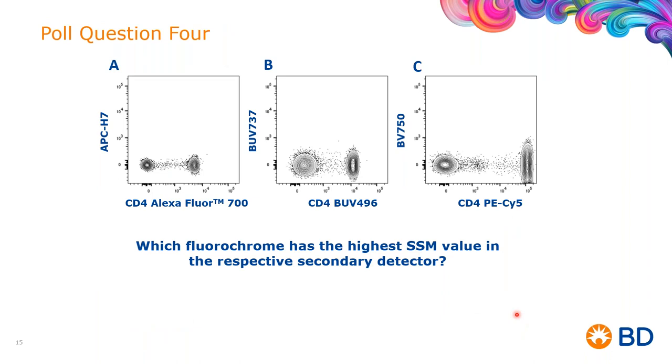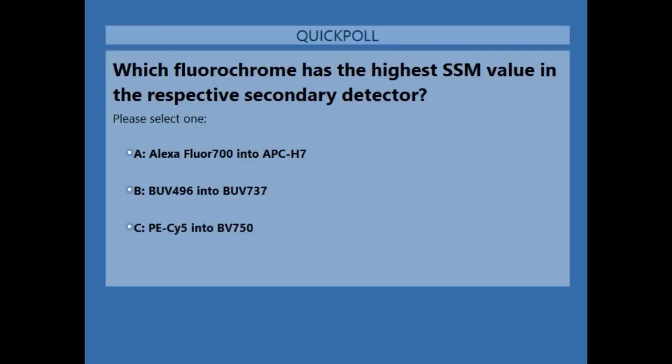Now we have that background in mind, and this will help us moving forward with this topic. If you look at these three plots, we're looking at CD4 in three different fluorochromes: Alexa 700, BUV 496, and PSI5. And for each of these primary fluorochromes, we're looking at a corresponding secondary detector, right? If I were to ask you where the SSM would be the highest value, would it be A, Alexa 700 into APC H7, B, BUV 496 into BUV 737, or C, PSI5 versus PSI 750? And remember, spread is the delta between the positive and the negative. It's when we see an added background on the positive population as compared to the negative.